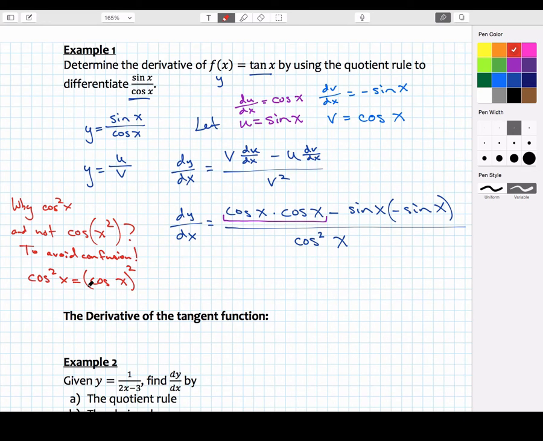Okay, so if we notice here, guys, cosine x times cosine x, how can we express this? Anything times itself is the square, so we can express it just like we did in the bottom, right? Cosine squared of x.